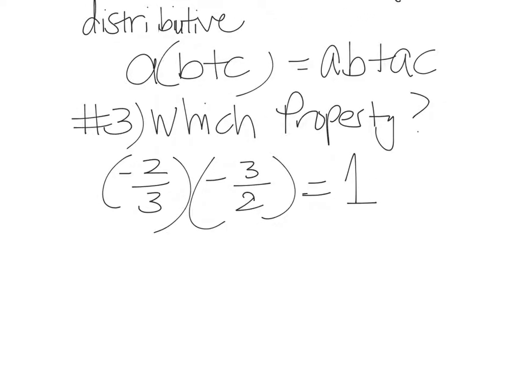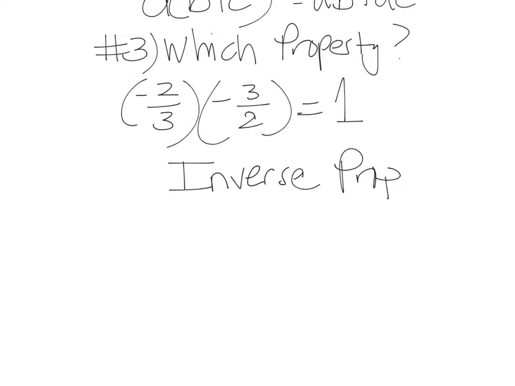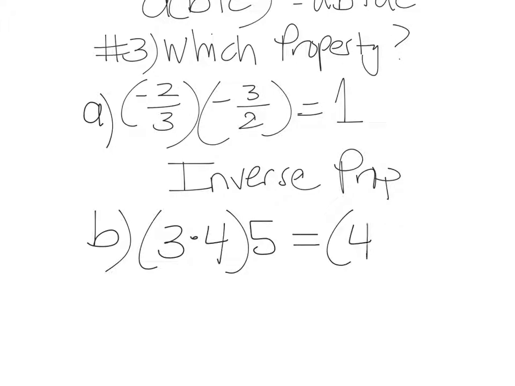It starts with an I. Inverse property. And now I'm okay with you just saying inverse property. They will say the inverse property of multiplication. But we know it's multiplication. So I'm cool with inverse property. Moving on to the next one. All right, so that was letter A, by the way. Letter B. Which property again? Here we go. 3 times 4 times 5 is equal to 4 times 3 times 5.